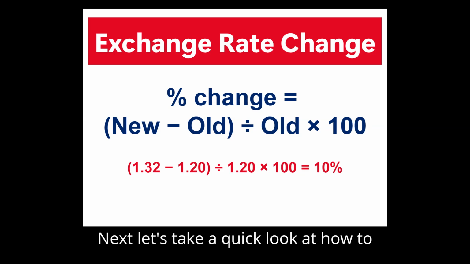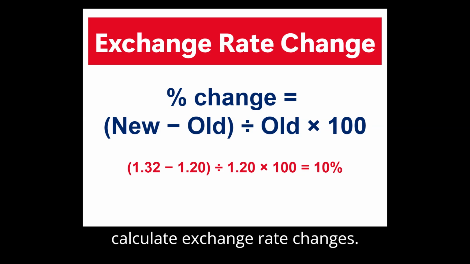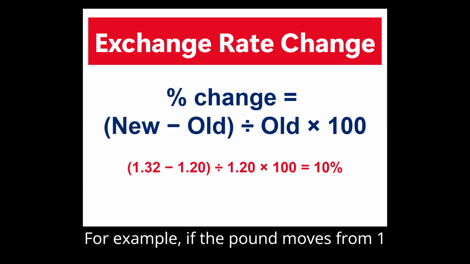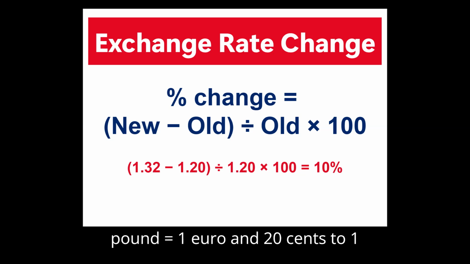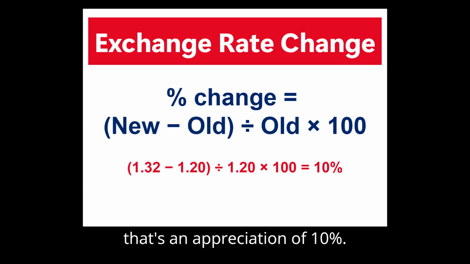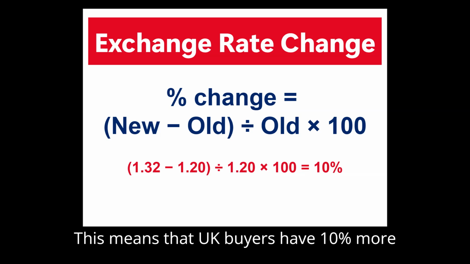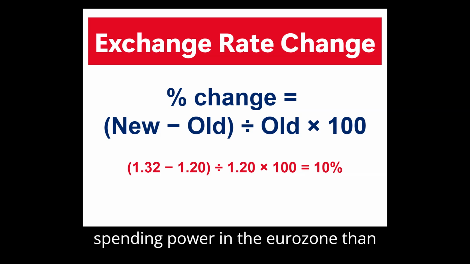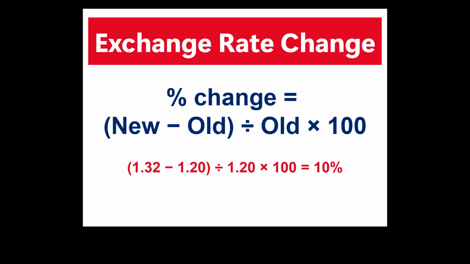Next, let's take a quick look at how to calculate exchange rate changes. For example, if the pound moves from £1 equals €1.20 to £1 equals €1.32, that's an appreciation of 10%. This means that UK buyers have 10% more spending power in the Eurozone than before.